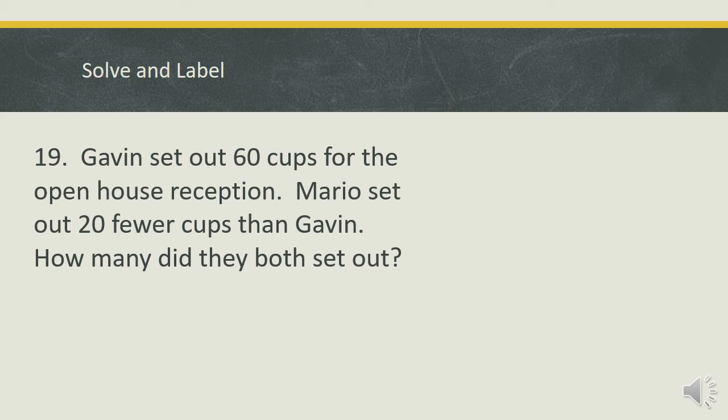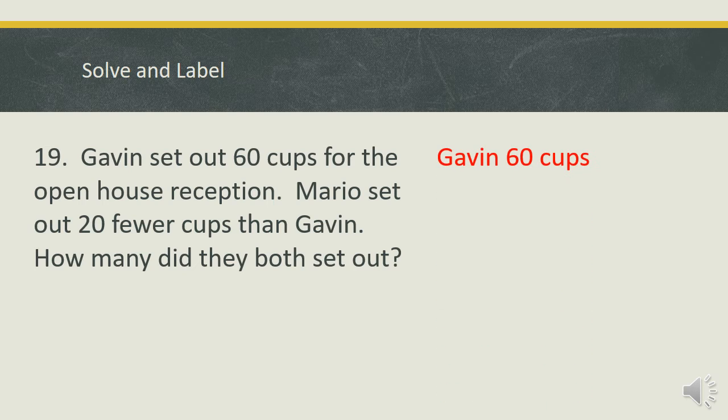Gavin set out 60 cups for the open house reception. Mario set out 20 fewer cups than Gavin. How many did they both set out? Well, it looks to me like we have to solve one part of the problem before we can get the final part of the problem.